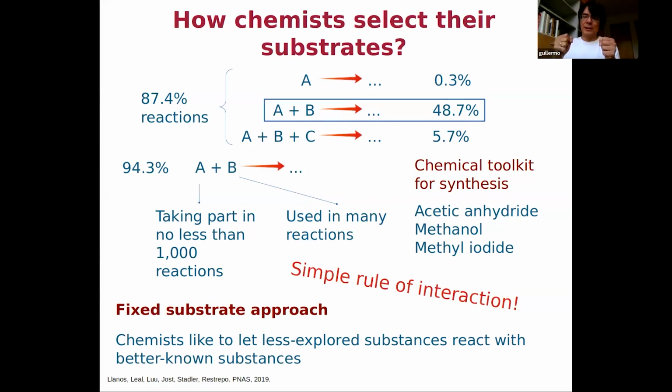They try to combine couples of substances. One of those substances is very well known and the other is new. It's something like trying to get control of the operations they are doing. This is a kind of simple rule of interaction that we are aiming to have in the complex dynamical system.